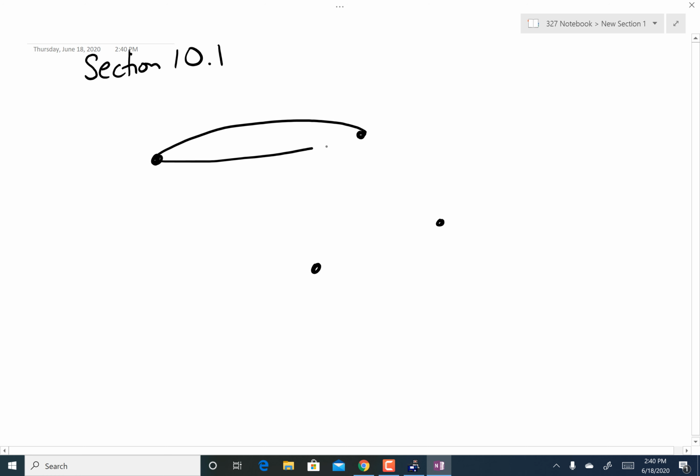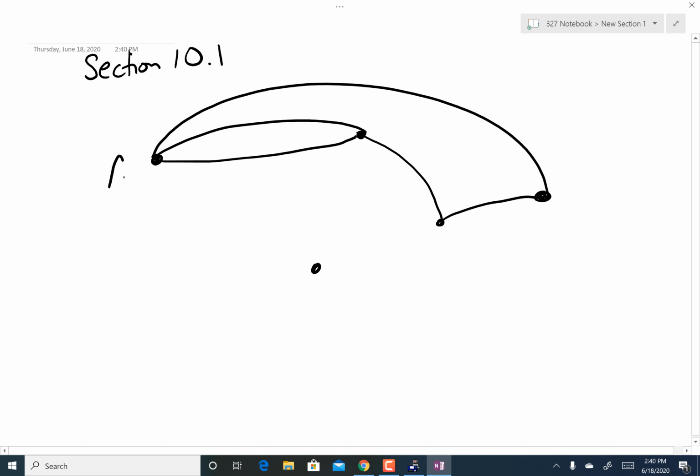All right, so chapter 10, we're going to be looking at graphs specifically today, section 10.1 in this video. Might go into 10.2, I haven't decided. The idea of a graph is you're going to have some endpoints, and they're going to be connected with edges. And you typically label the endpoints.